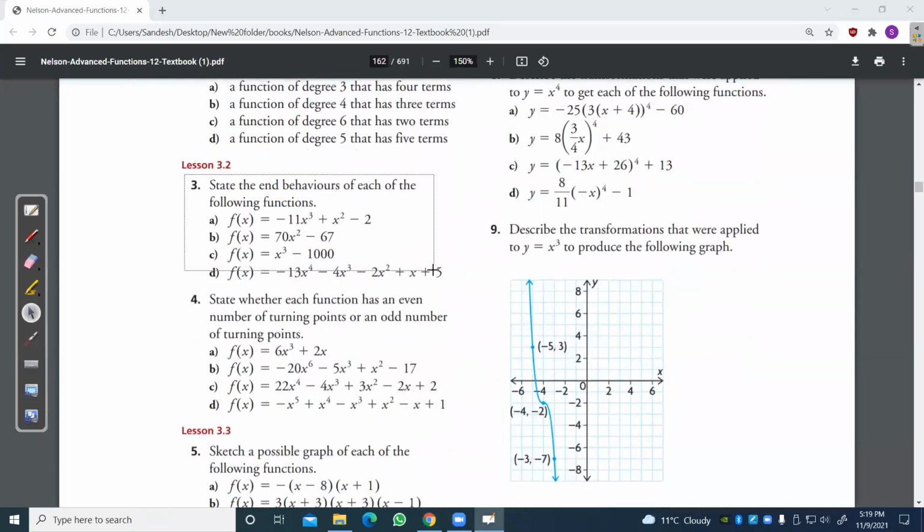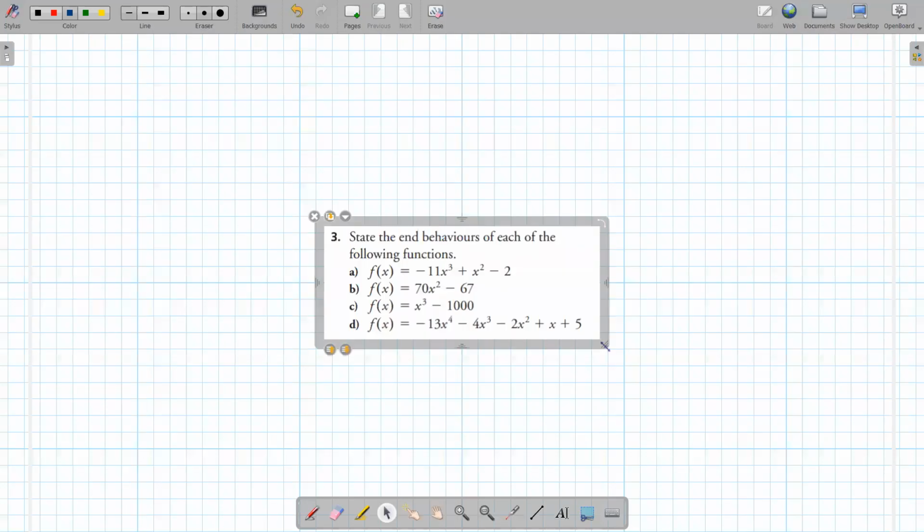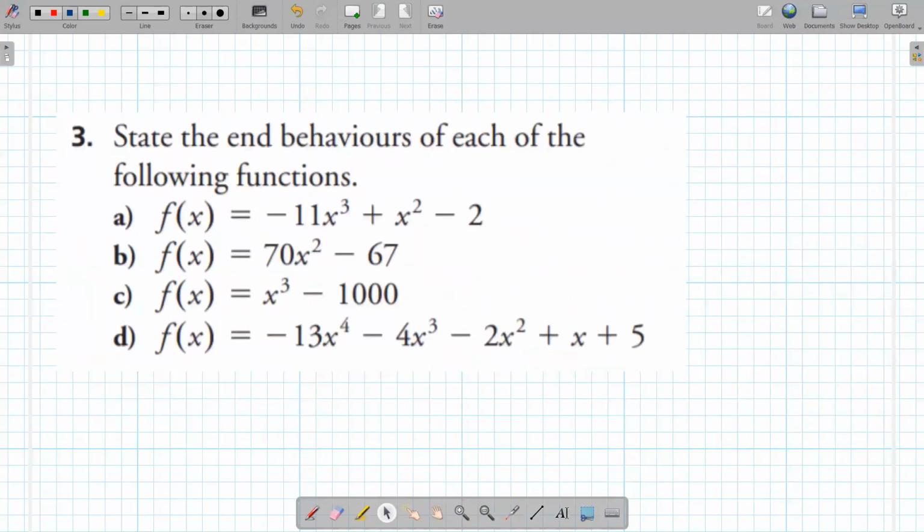Whereas this one says state the end behaviors of each. I don't even know if I learned that. So it just means this. As x is going to positive infinity, where's y going? When x is going to negative infinity, where's y going? Okay, but how would I know from just the equation? Yeah, so this is a negative cubic, right? A negative cubic looks like this.